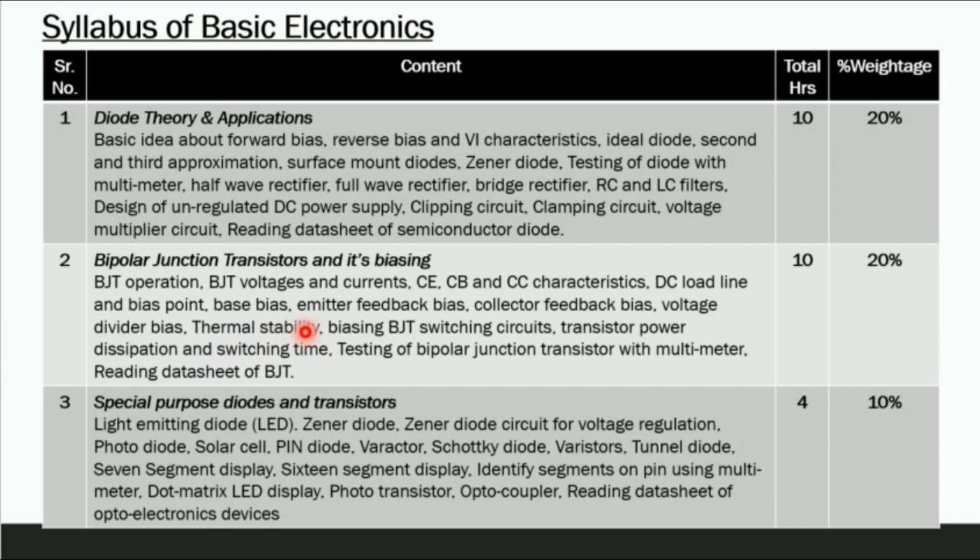Different types of biasing circuits will be covered in this chapter. Thermal stability, biasing BJT switching circuits, transistor power dissipation and switching time, all these things. Also the testing of a BJT with a multimeter, and we also need to read the data sheet of this BJT, right? So that is the chapter of 20% weightage. After that there are some special purpose diodes and transistors. What kind of special purpose diodes are covered in this chapter, we are going to see. That is of 10% weightage.